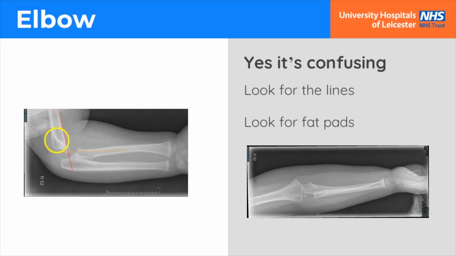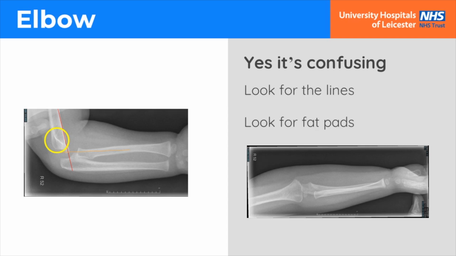You also want to look for fat pads in this kind of area. So fat pads are lucencies next to the bone where a swelling has pushed the tissue away from the bone. A small fat pad is okay, but if you've got anterior and posterior fat pads and they're quite large, then have a high suspicion that there's some kind of underlying fracture there that's subtle.